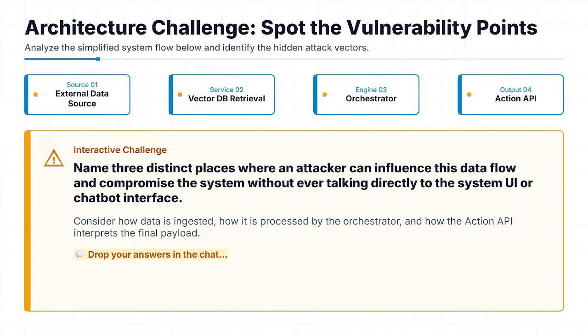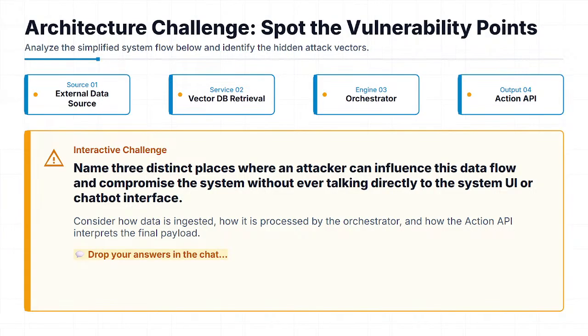In each of these different phases that we are talking about, the source, the service, the engine, the eventual output, name 3 distinct places where an attacker can influence this data flow and compromise the system without ever talking directly to the system UI or the chatbot interface. You would notice that we removed the UI part from here. Let's say the attacker, or you as a security analyst simulating an attacker, is trying to look for 3 distinct phases or places where an attacker can influence this particular data flow that we have.